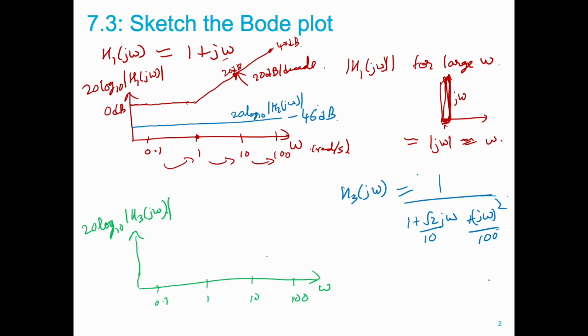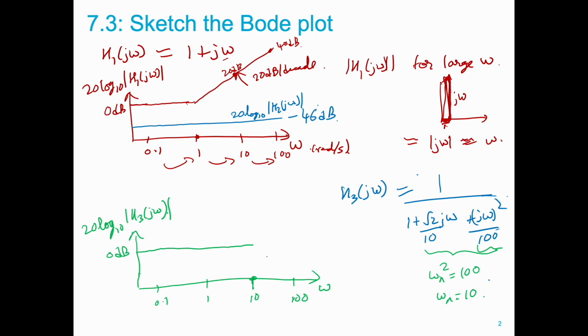Now note that the natural frequency of this system is 10 radians per second, as we've seen earlier. Low frequencies are those frequencies that are much lower than the natural frequency. So I'm going to examine what happens to H3 of j omega when omega is very small. You can basically ignore these terms, and H3 of j omega is approximately equal to 1. So what is the magnitude of H3 of j omega? It's 1. So 20 log to the base 10 of 1 is 0. So this Bode sketch is going to stay at 0 decibels all the way until we reach the natural frequency, that is 10 radians per second.